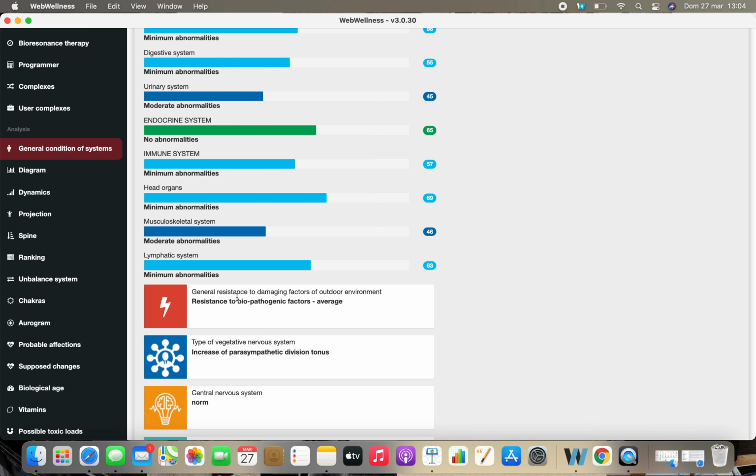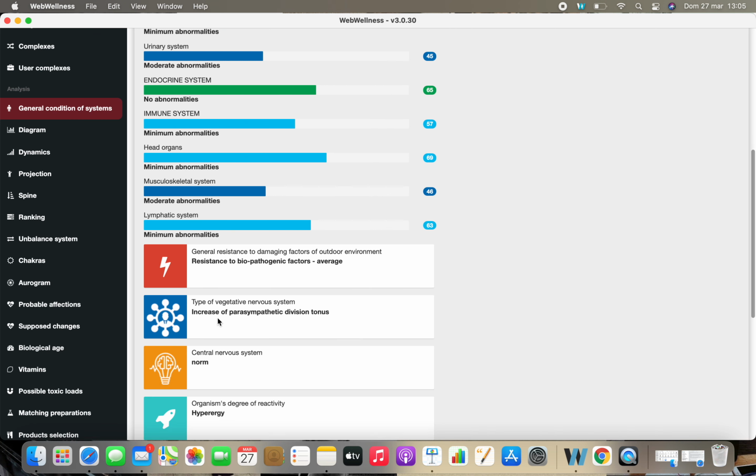Also, we can see the general resistance to damaging factors, which is average. The type of vegetative nervous system, in this case, is parasympathetic. We have sympathetic, parasympathetic and eutonia. Eutonia is like the balancing part, right? The sympathetic part of the nervous system should be active in the morning and the parasympathetic in the evening.